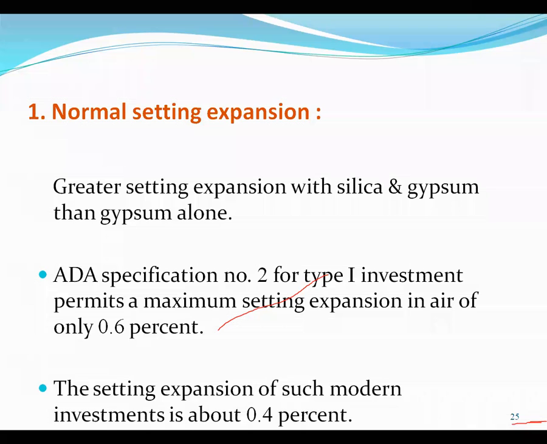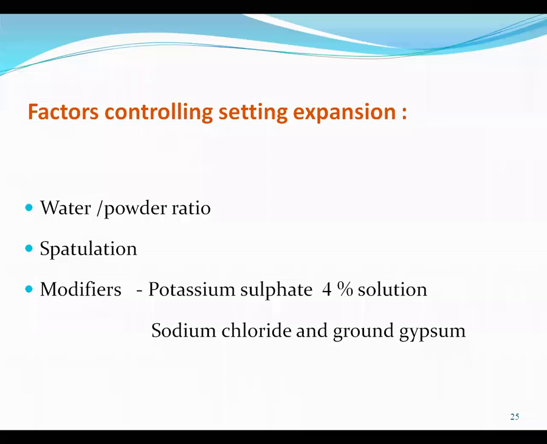In normal setting expansion, there is greater expansion with silica and gypsum. This is different from the gypsum product, because there will be silica particles in between, and these silica particles help in expansion. So in the case of investment material, more expansion takes place than with a normal gypsum product. According to ADA specification number 2, type 1 investment permits a maximum setting expansion of 0.6%, and for modern investment it is 0.4%.